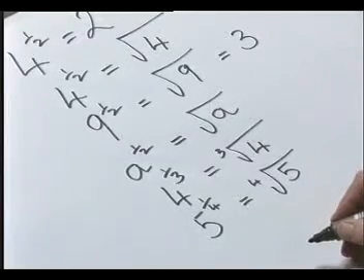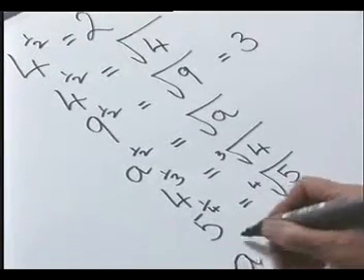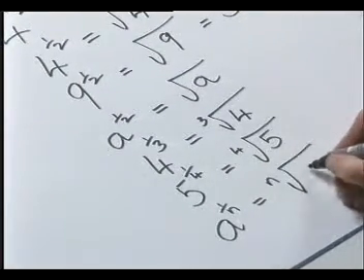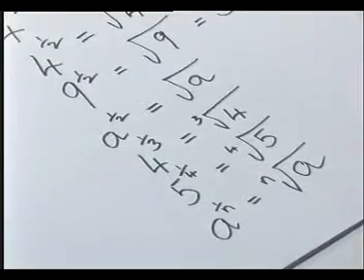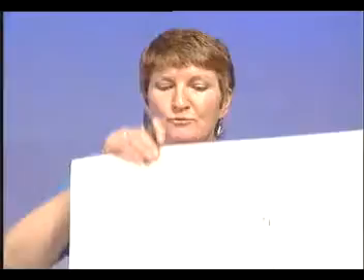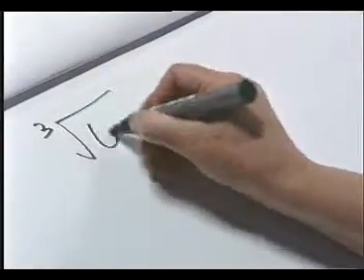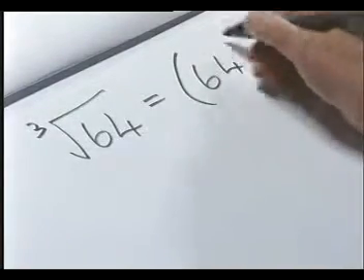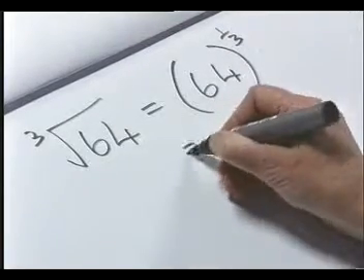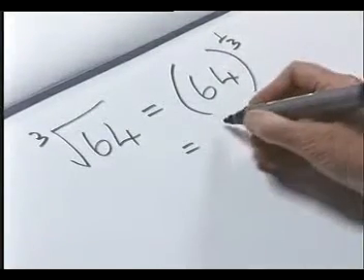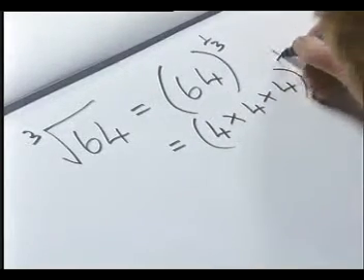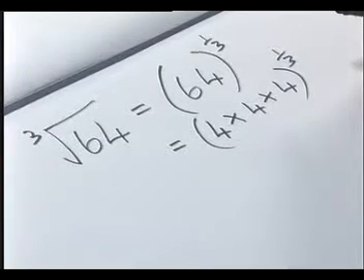So if we had the nth root of a number a, we can write it like this in shorthand. So if we have the cube root of 64, we can write it like this, and it equals 64 raised to the power of a third. Now we know 64 is 4 times 4 times 4, and that's raised to the power of a third.